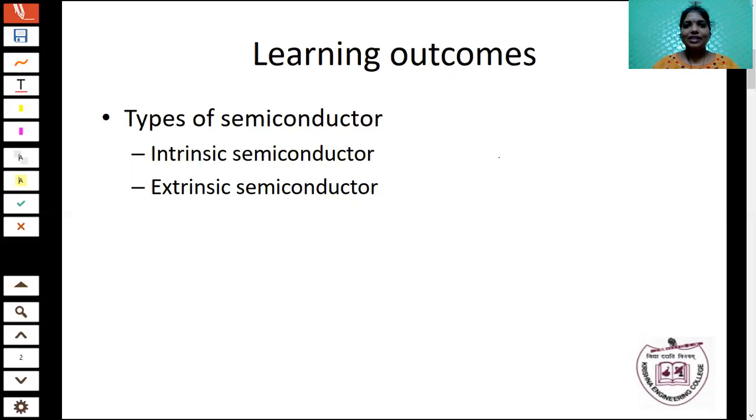So you know what a semiconductor material is? In a semiconductor material, its conductivity level is in between conductor and insulator. You know the best examples of semiconductors, such as silicon, germanium, gallium arsenide, etc. Then we saw about the properties of semiconductors.